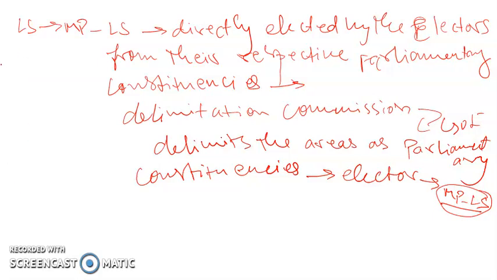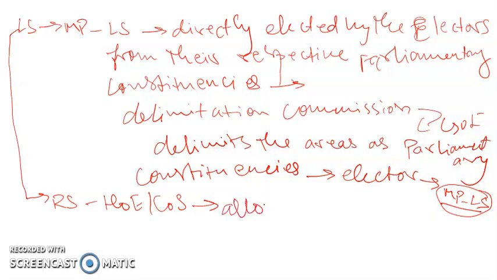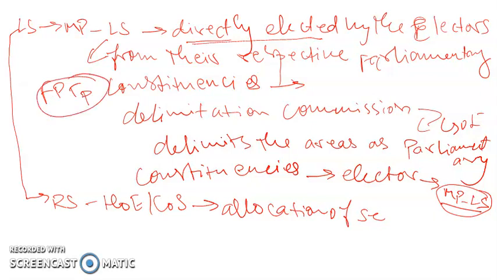And then we have Rajya Sabha. The first house is Lok Sabha, the second house is Rajya Sabha. Rajya Sabha is the House of Elders, also called Council of States, and the allocation of seats to the Rajya Sabha is given in the allocation of seats. One more thing: the members to the Lok Sabha are directly elected, and the method of election is the first past the post system, FPTP.